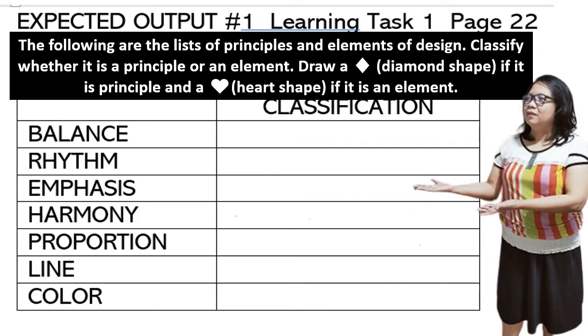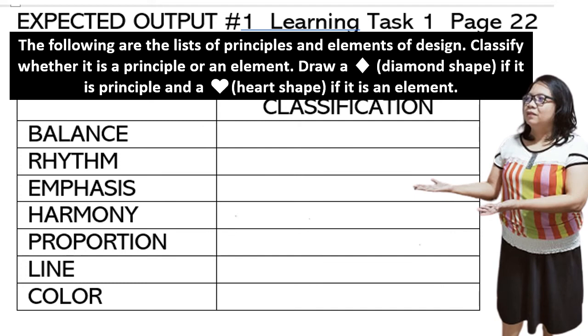Get your activity sheet or answer sheet and look for expected output number 1. That is learning task 1 that can be found in your learning module on page 22. Here is the directions. The following are the lists of principles and elements of design. Classify whether it is a principle or an element. Draw a diamond shape if it is a principle and a heart shape if it is an element.